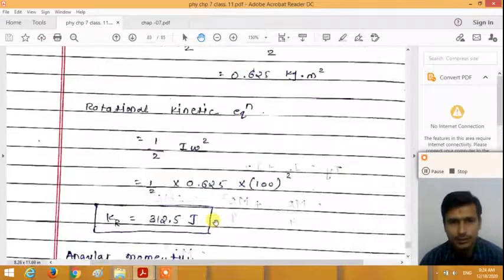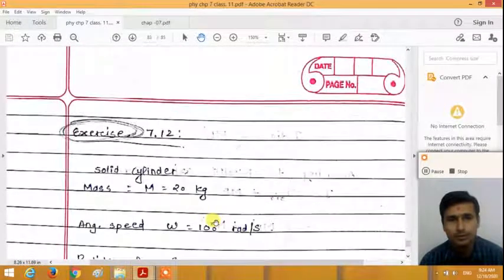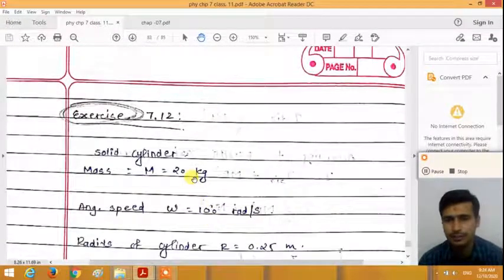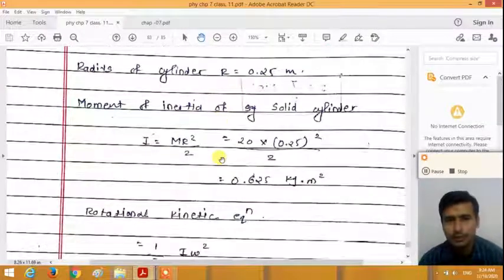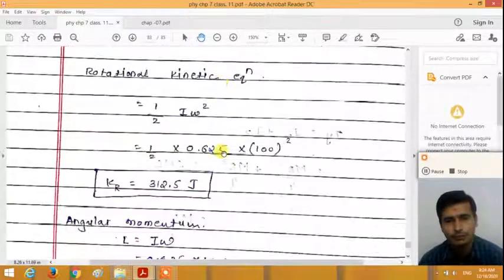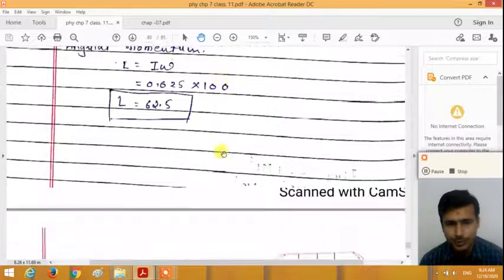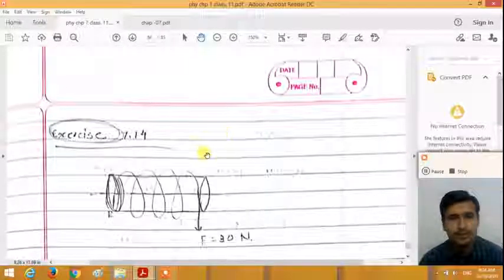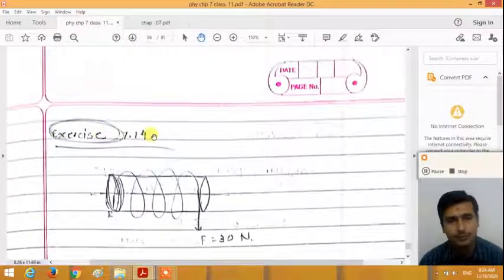So understand this example, how we can calculate. In this example, except the solid cylinder, a sphere may also be given to you, maybe a ring is given to you, right? Any rigid body may be given to you, and you have to find these types of parameters, right? Now next one is the exercise 7.14.